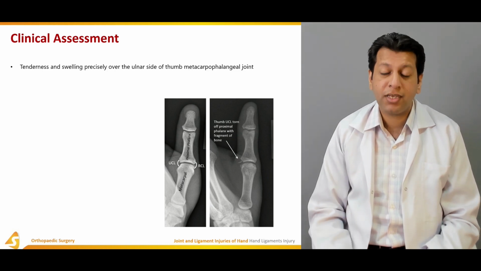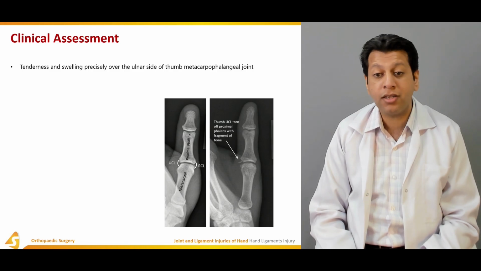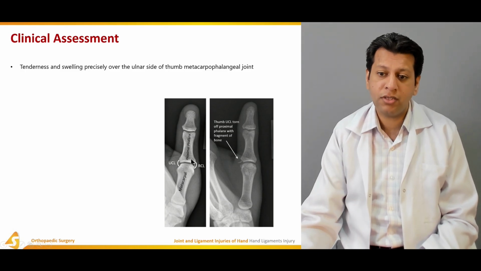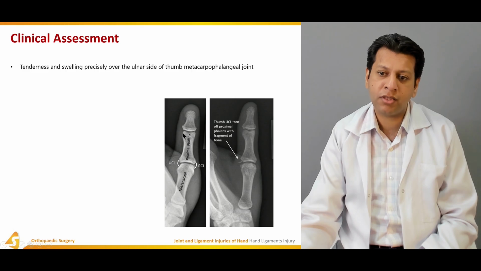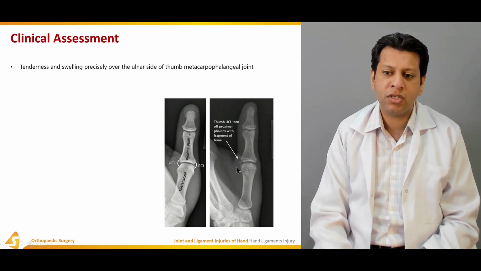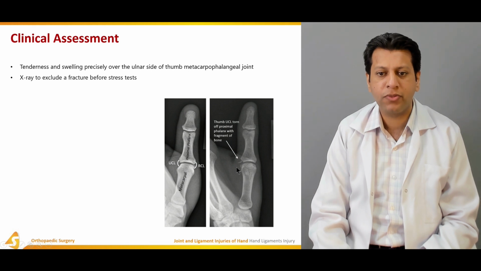So how to test it clinically? There would definitely be tenderness and swelling precisely over the ulnar side of the thumb metacarpophalangeal joint. As you see, this is the radial collateral ligament side, and this is the ulnar collateral ligament side. If the proximal phalanx goes into extension and abduction, this usually results in ulnar collateral ligament injuries, sometimes with a bony avulsion. A small piece of bony avulsion can be seen on X-rays as well.